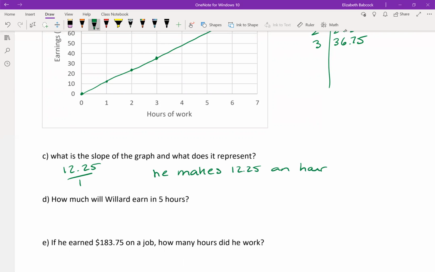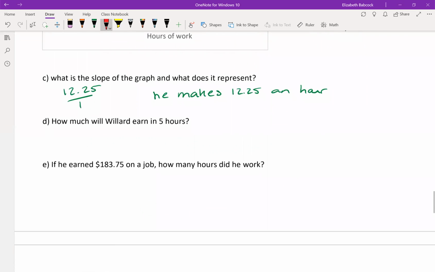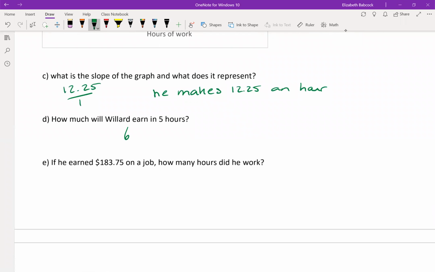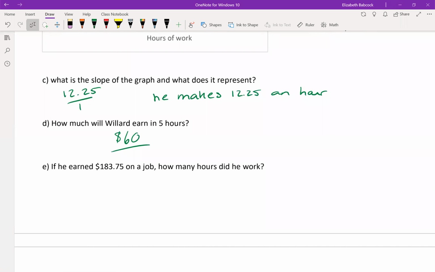Okay, so if you look at 5 hours, how much is he going to make? Look at your 5, go all the way up, get your point, go all the way over. He's going to make $60. Now, what if he makes $183.75? But our graph doesn't go that high.